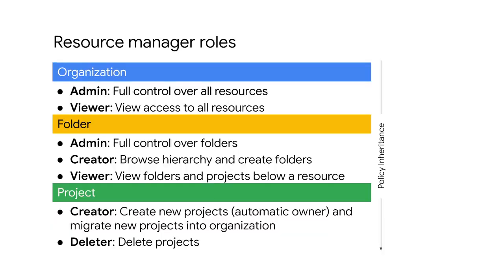Let's look at some other resource manager roles, while remembering that policies are inherited from top to bottom. The organization node also has a viewer role that grants view access to all resources within an organization. The folder node has multiple roles that mimic the organizational roles, but are applied to resources within a folder. There is an admin role that provides full control over folders, a creator role to browse the hierarchy and create folders, and a viewer role to view folders and projects below a resource. Similarly, for projects, there is a creator role that allows a user to create new projects, making that user automatically the owner. There is also a project deleter role that grants deletion privileges for projects.